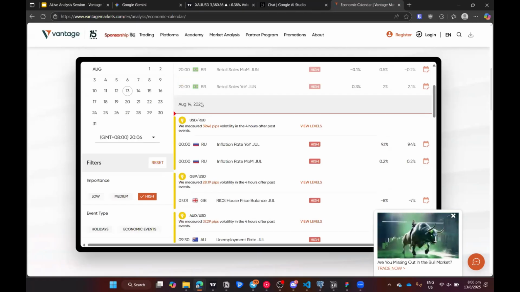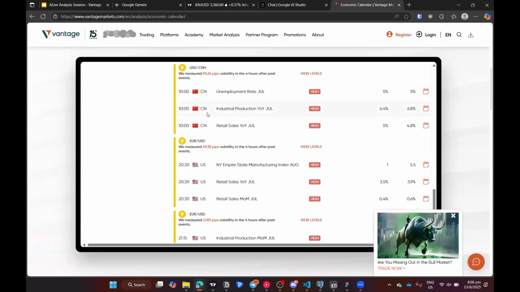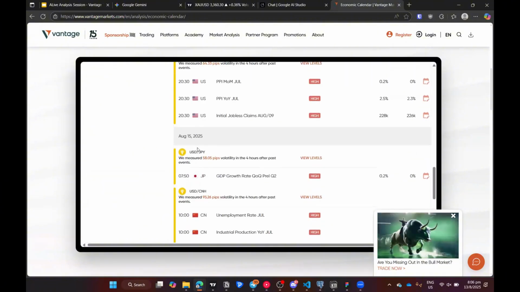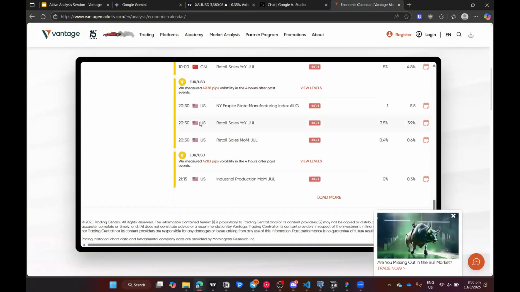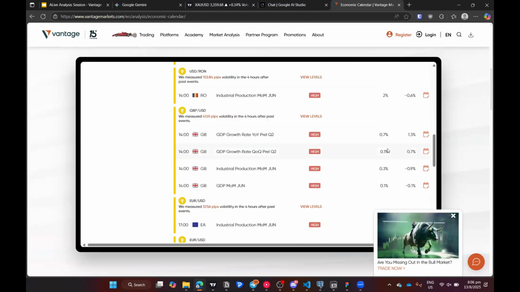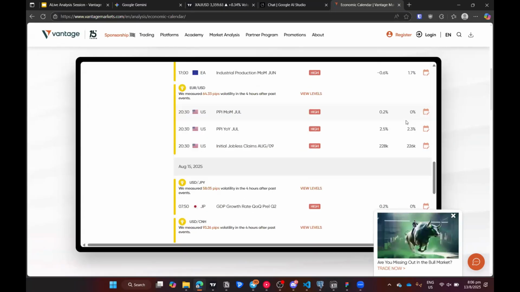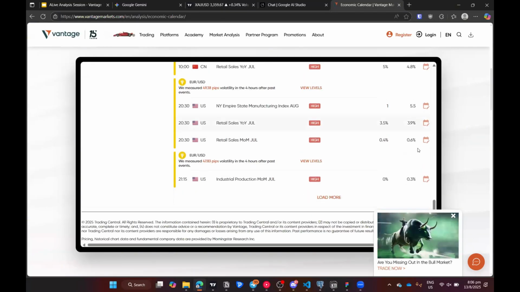Okay, that is for tomorrow. And then on Friday, August 15th, your retail sales will be coming out at 8:30 Singapore time. So this Friday, these are the more important ones. The consensus, if you scroll all the way to the top, is actual, forecast, and previous. Your previous retail sales month-on-month was 0.6, and the expected looks like it's going to drop from 0.6 to 0.4%.